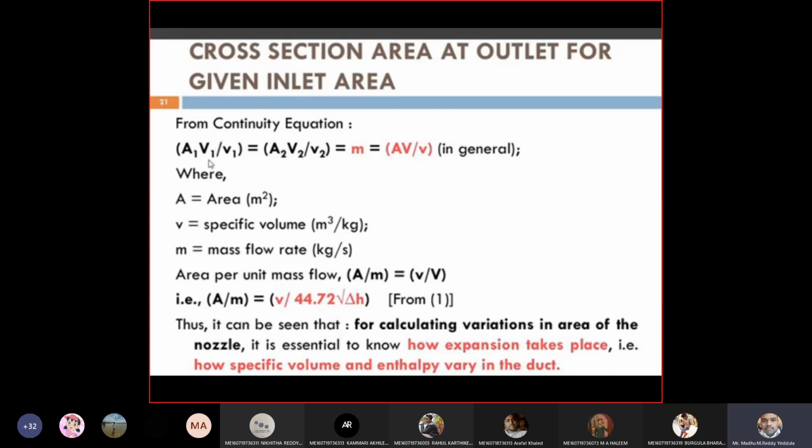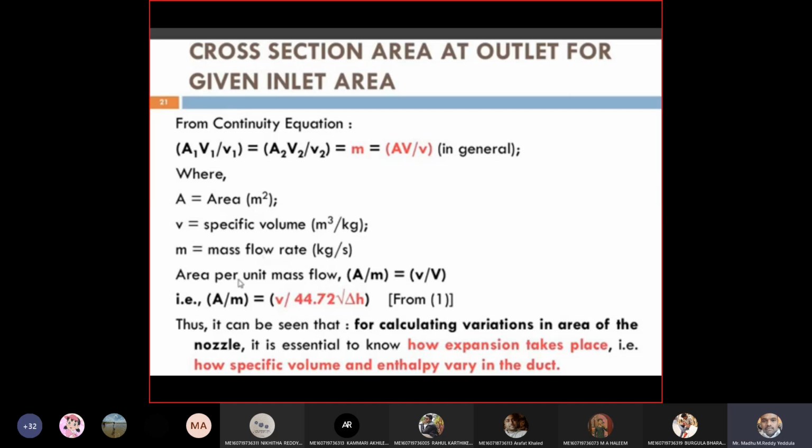As we know from the continuity equation, mass flow rate is constant, so mass is equal to density into area into velocity. Density can be written as 1 by specific volume. That is area into velocity divided by specific volume at inlet equals area into velocity divided by specific volume at outlet. Here A is the area, small v is the specific volume, capital V is the velocity, and m is the mass flow rate.